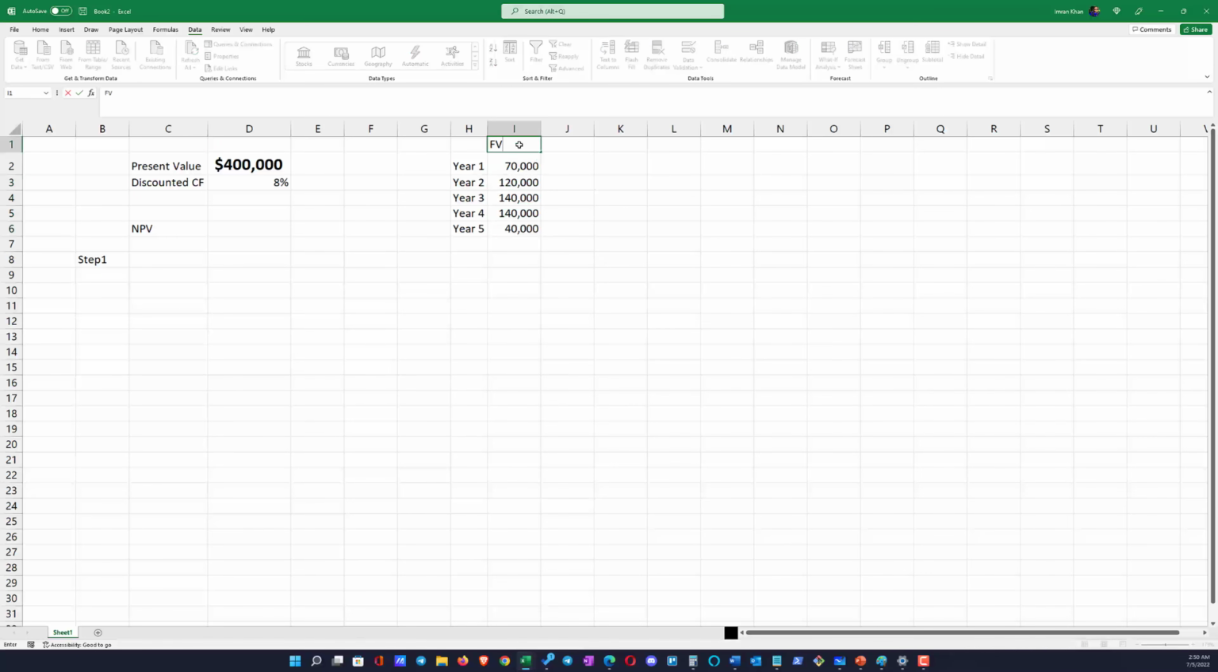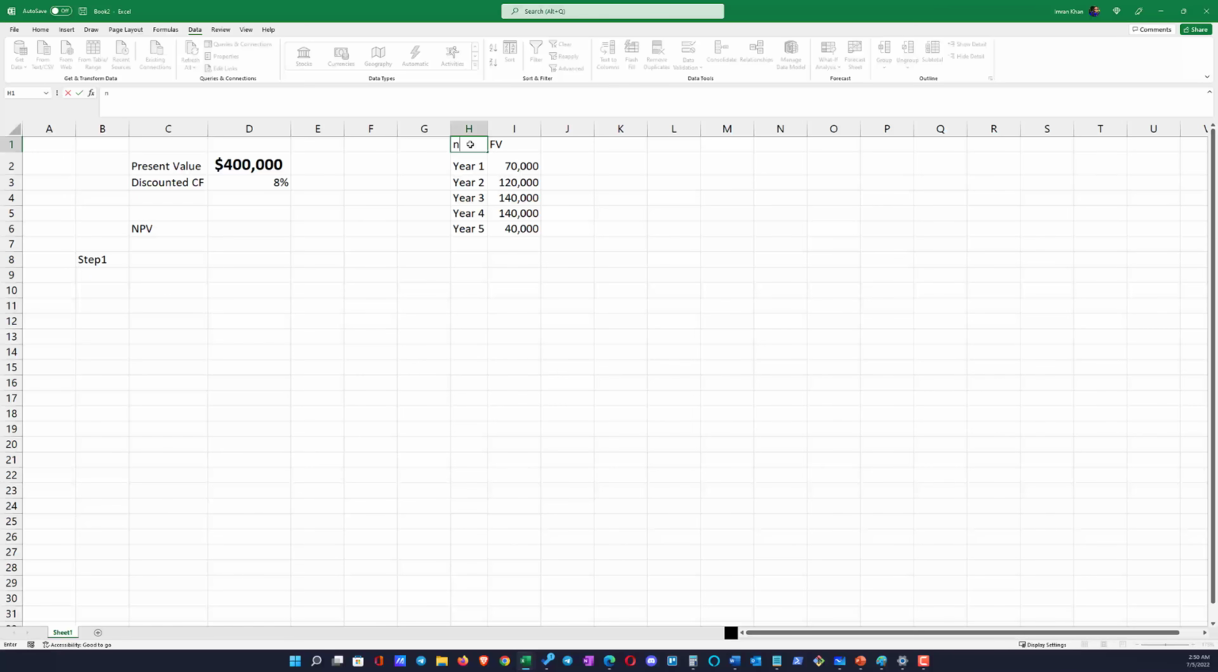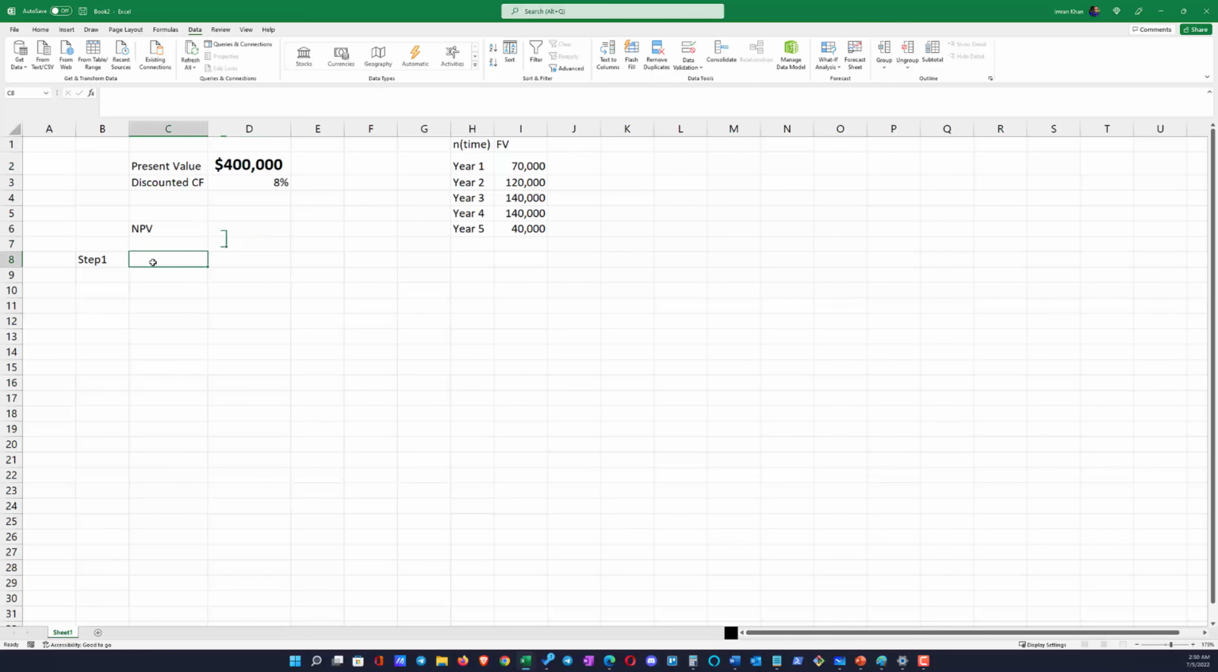So let's write them as future values. And this is n, which is nothing but the time, in years. Now, in step 1, what we need to do is compute present value for year 1, and we need to compute present value for year 2, year 3, year 4, and year 5 separately. You cannot just club all of these and then compute the present value. You have to compute present value individually. In step 1, you need to compute present value for all the years.